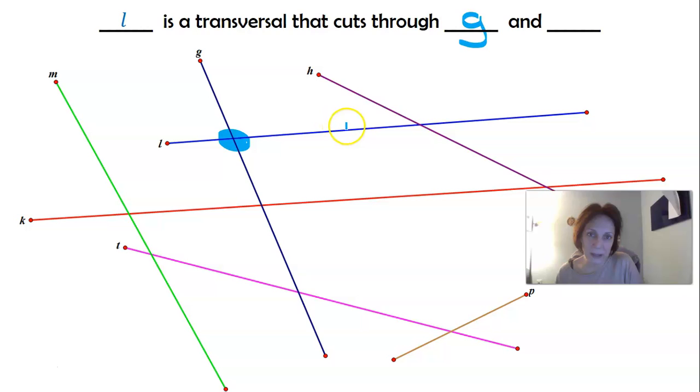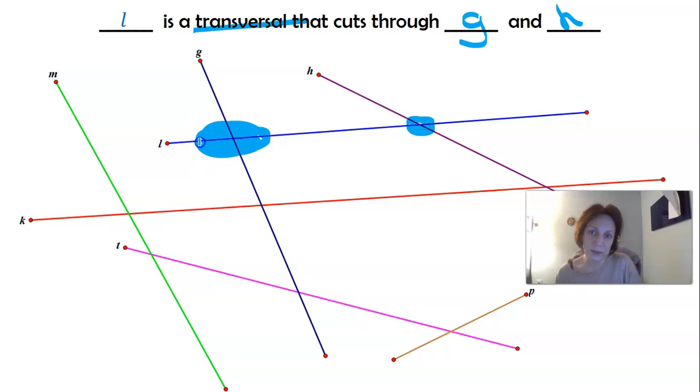I keep going, I keep going, I keep going. Boom! It does it again. It crosses through H. Okay, so let that go away. I can say that L is a transversal that cuts through G and H, and I can say that because, again, it cuts through 2 lines, so I'm officially calling it a transversal, and it passes through G, it passes through H, and again, I cannot stress enough.